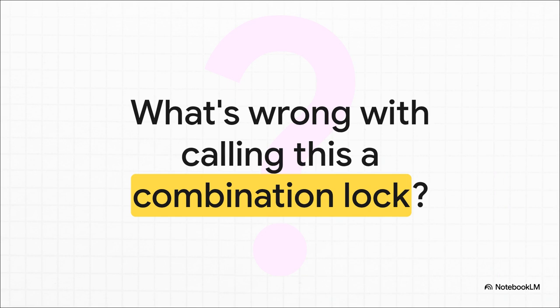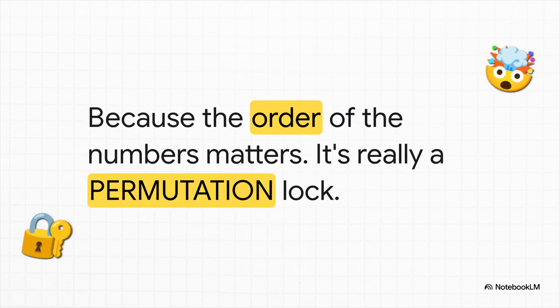We've all used one. We call it a combination lock. But what if I told you that name is completely wrong? I mean, it's basically a lie. Take a second and think about it. What's actually wrong with calling it that? You got it, right? If your code is, say, 10, 20, 30, you can't just punch in 30, 20, 10 and expect it to pop open. No way. The order is everything.